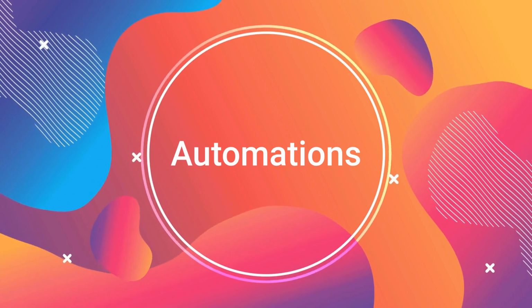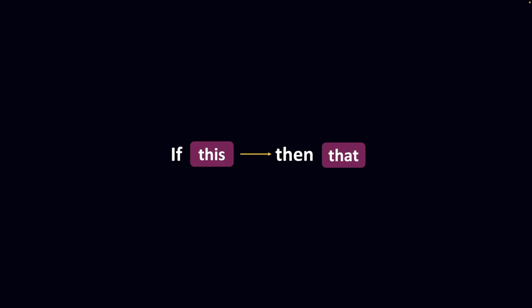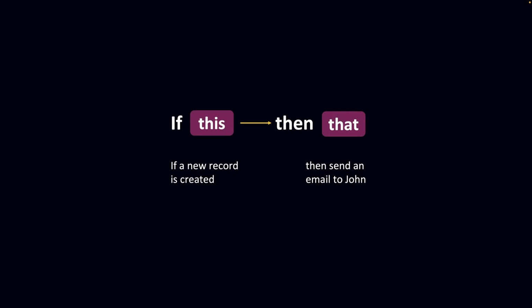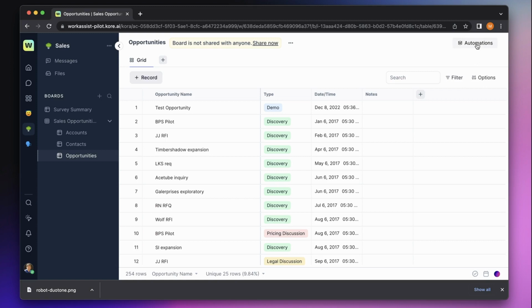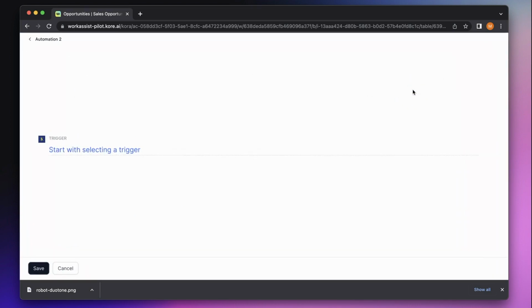Automations, as the name suggests, help you create flows that are triggered by certain events. Think about this as, if this happens, then do that kind of events. For example, if a new record is created, then send an email to John. Let me show you how. You can open automations by clicking on this automation button available on top of any table. It brings up this automation window. I already have an existing automation. To create a new automation, click on the Create Automation button.